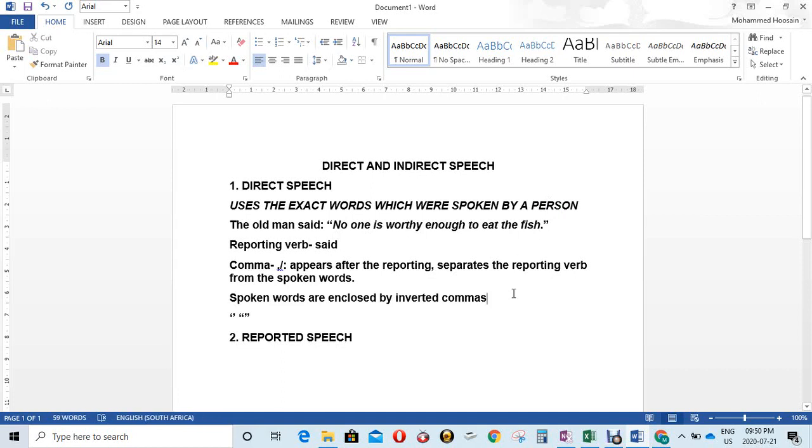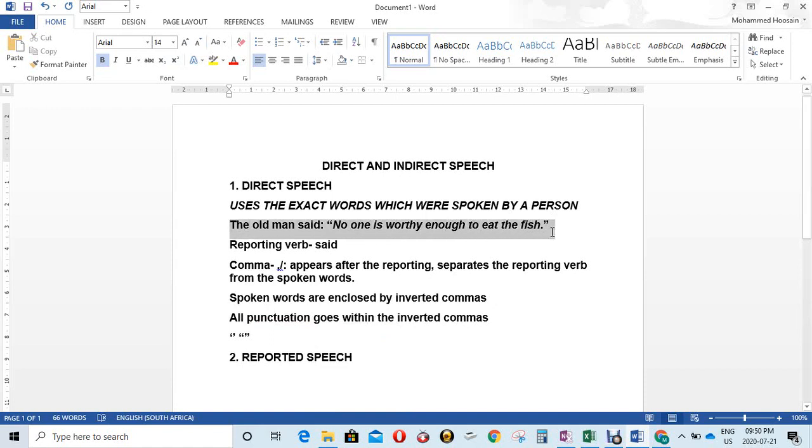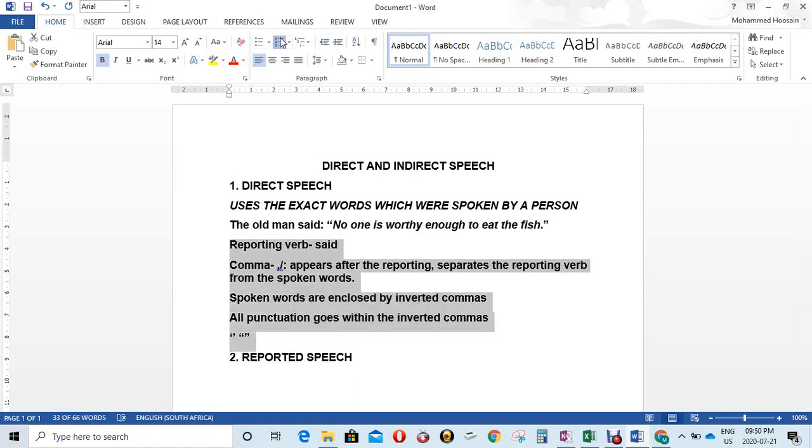And remember, all punctuation goes within the inverted commas. So you're not going to put the full stop after the inverted commas. Here, you haven't changed anything that the person has actually said. Take note of the tense of the actual speech, written in the present tense. So these are all the rules relating to direct speech.